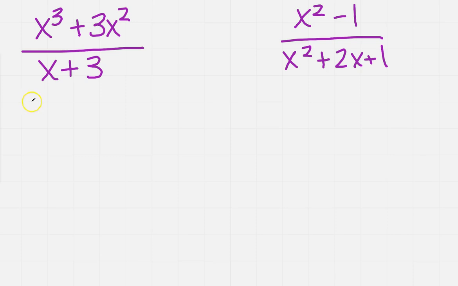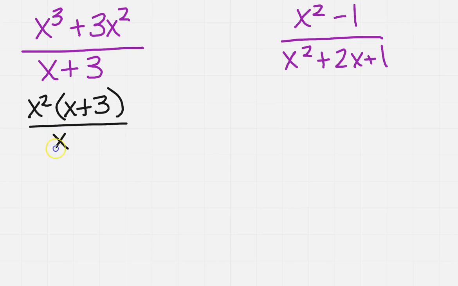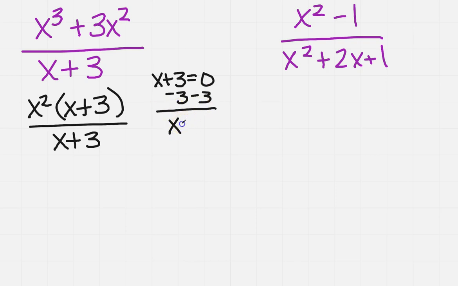If I look at the numerator, I see that they have x squared in common, and they have x plus 3 over x plus 3. Now, the next thing I want to do is determine what the denominator cannot be. Remember, we take the denominator, set it equal to 0, and solve for x. When I do that, I find out that x cannot be -3.